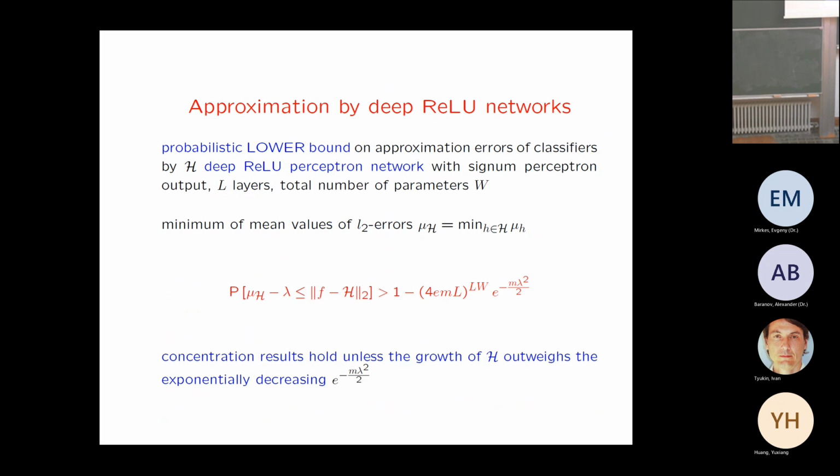Now let's put all these things together. So we obtain a probabilistic lower bound on, in this case, I consider L2 approximation errors of classifiers of the set of large size M by what? Deep ReLU perceptron network with signum perceptron output, L layers, total number of parameters W. This is just a special case. And now let's look at what happens if the probability is not uniform.